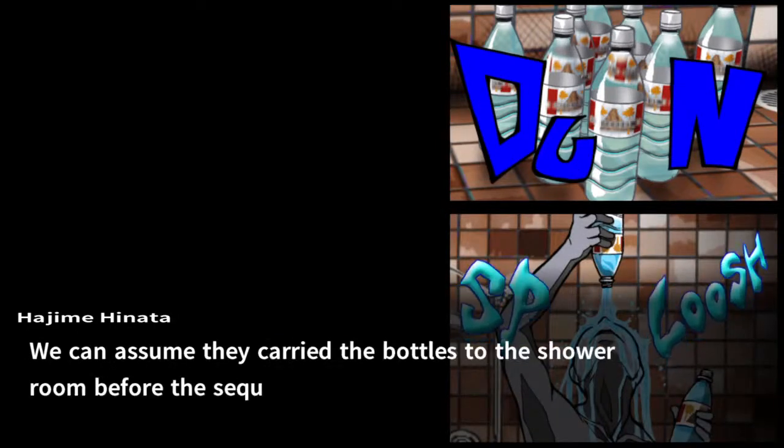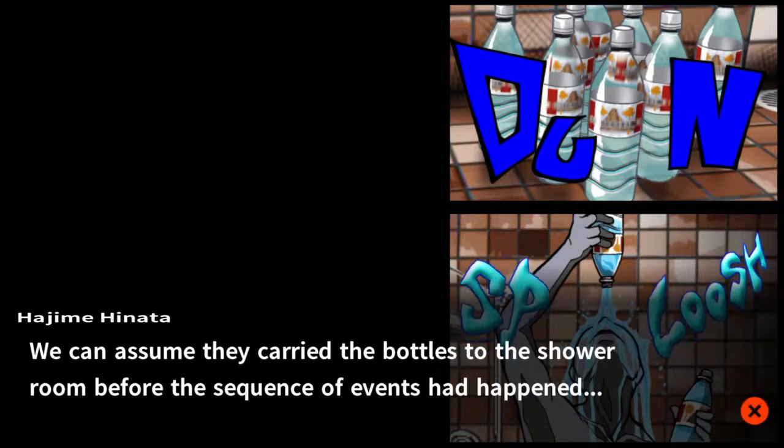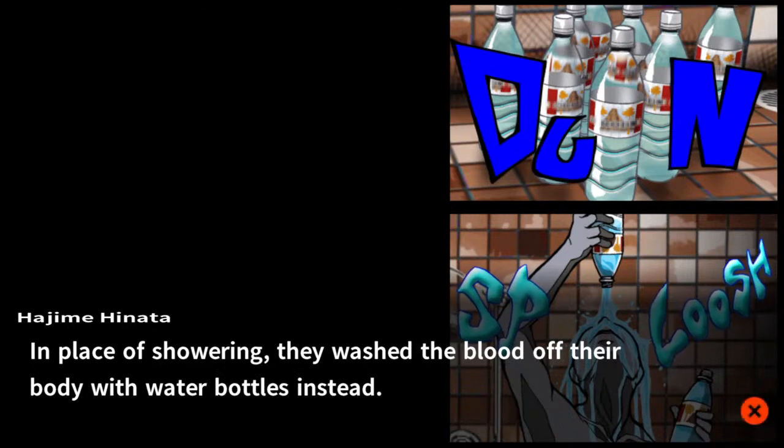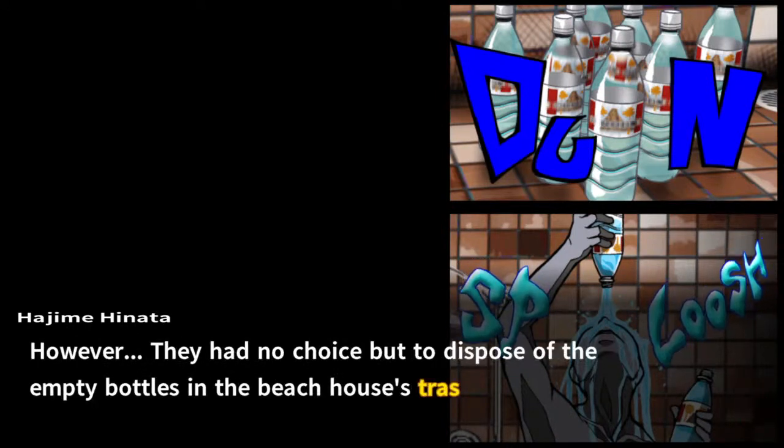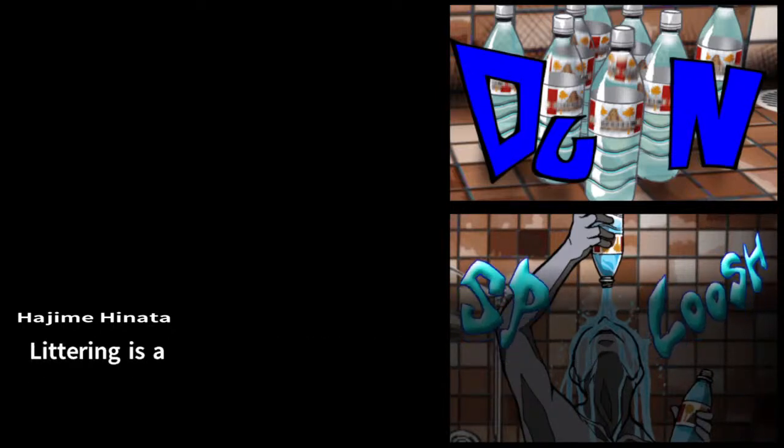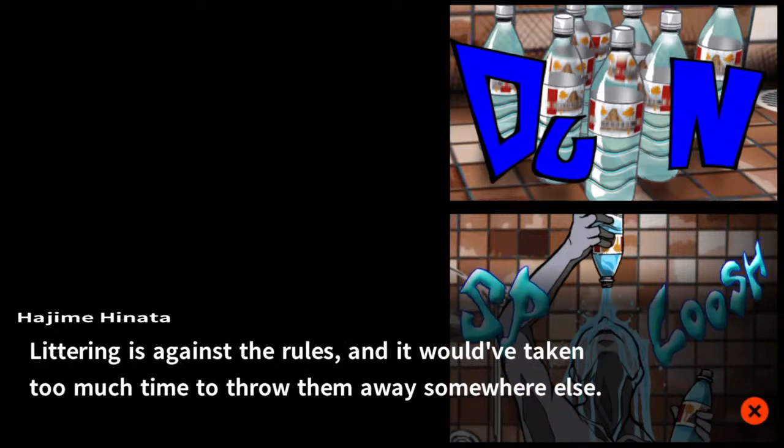We can assume they carried the bottles to the shower room before the sequence of events had happened. In place of showering, they washed the blood off their body with water bottles instead. However, they had no choice but to dispose of the empty bottles in the beach house's trash can. Littering is against the rules, and it would have taken too much time to throw them away somewhere else.